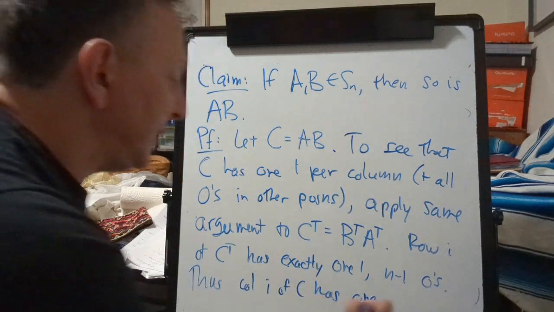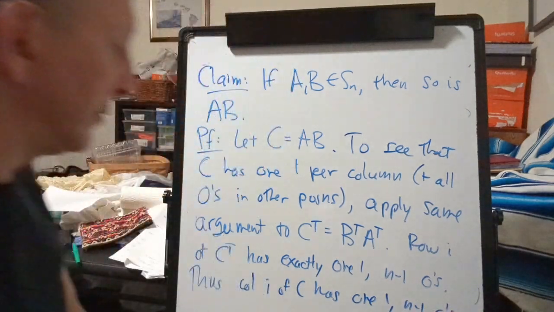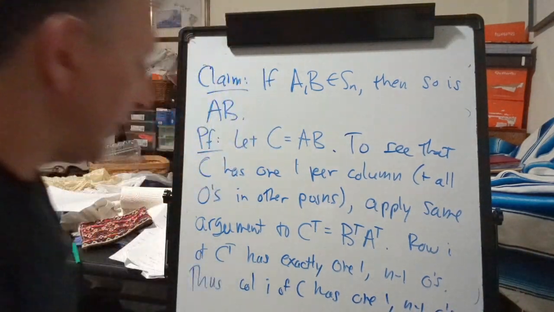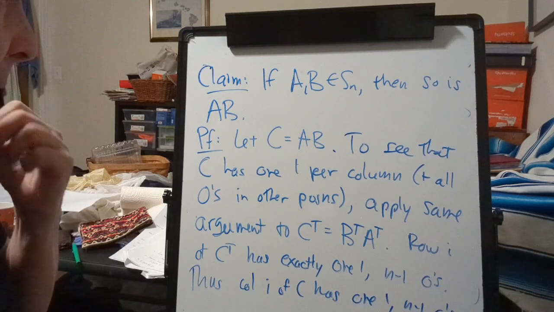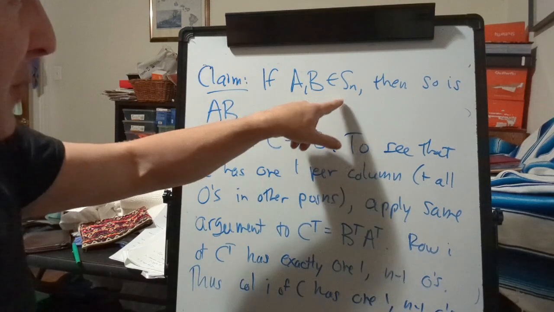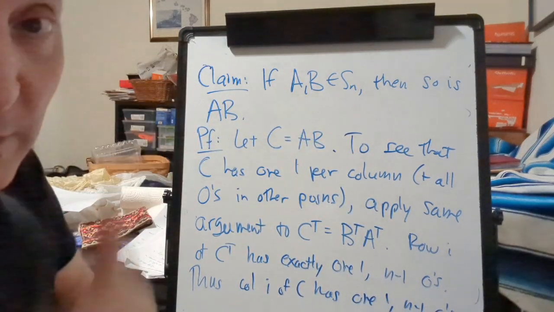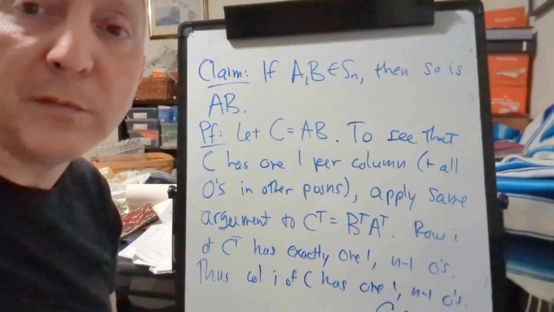So column I of C has 1, 1 and n minus 1 zeros. So therefore C is a permutation matrix. All right, so now that we've shown that the set of permutation matrices is closed under multiplication, we need to show that it has an identity element and that all the elements are invertible.